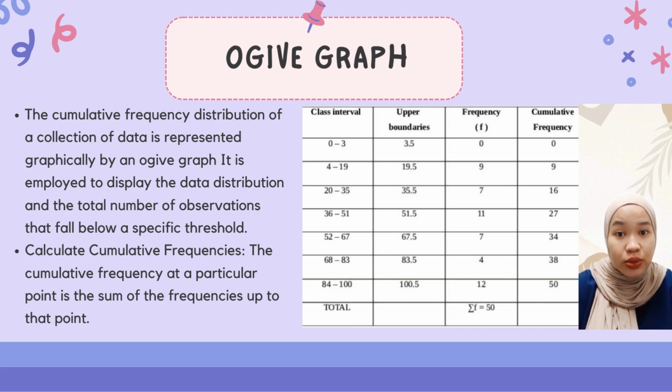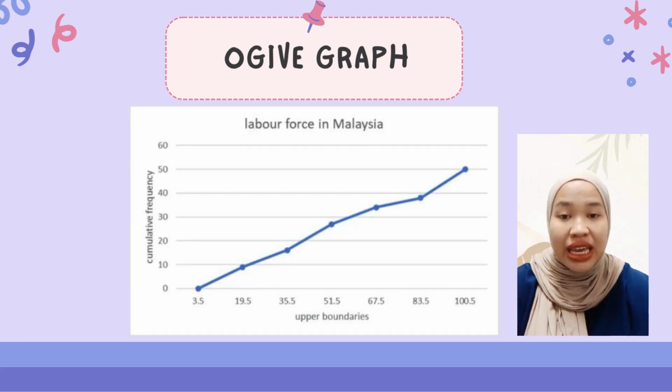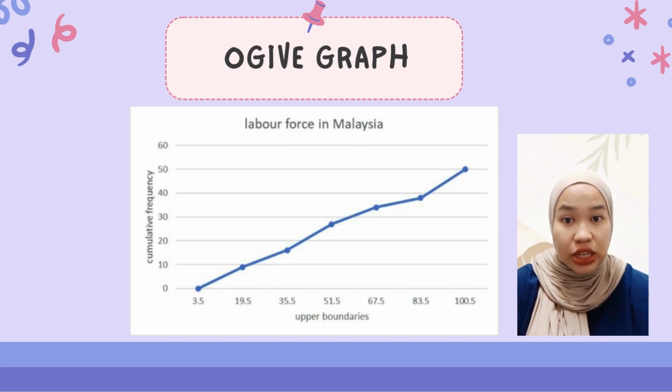Next, calculate the cumulative frequency. The cumulative frequency at a particular point is the sum of the frequencies up to that point. On the graph, the x-axis represents the data values and the y-axis represents the cumulative frequency. Plot each cumulative frequency at the corresponding data value.